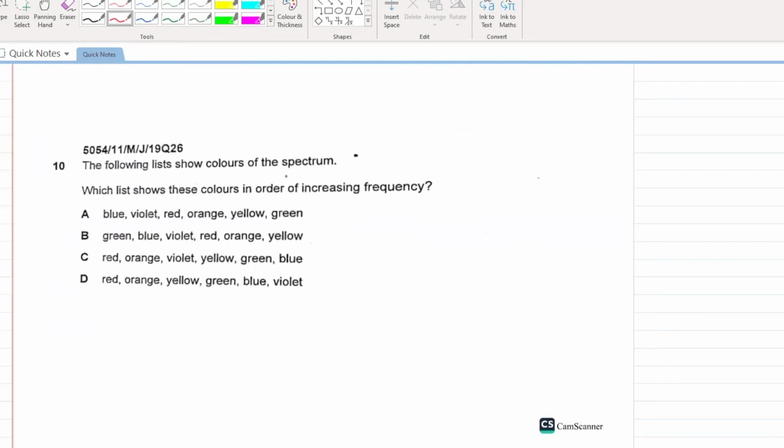The following list shows colors of the spectrum. Which list shows these colors in order of increasing frequency? Okay, so you can write this: VIBGYOR. Red has the lowest frequency and violet has the highest frequency. Let's see if we get this order. Red, A and B get cancelled out. Red, orange, yellow. If you see in option C, this is written as violet, that is incorrect. D is your correct answer.